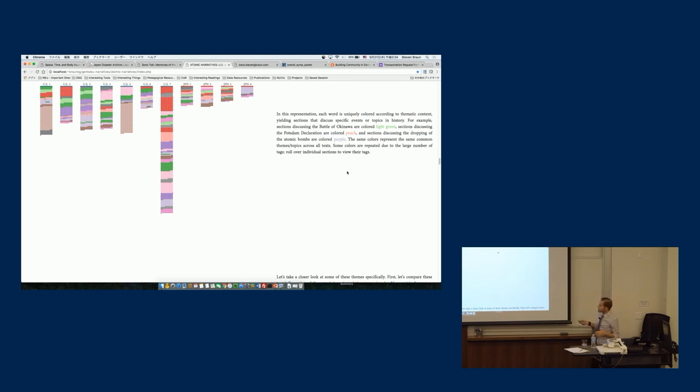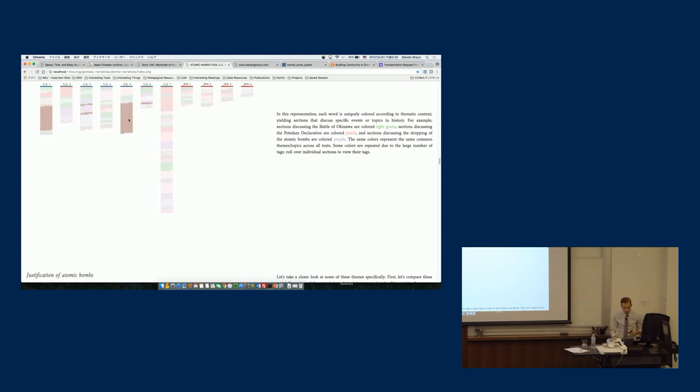So in this representation, we've gone through and tagged all the individual sentences that relate to particular events in history. So for example, the Potsdam Declaration, or the Battle of Okinawa, or the dropping of the atomic bombs. And we've colored them accordingly. And we can do things like hover over individual sections. And this, in the lower left-hand corner, is island hopping in the Pacific. So these two US history textbooks talk about island hopping in the Pacific, whereas the other ones don't.